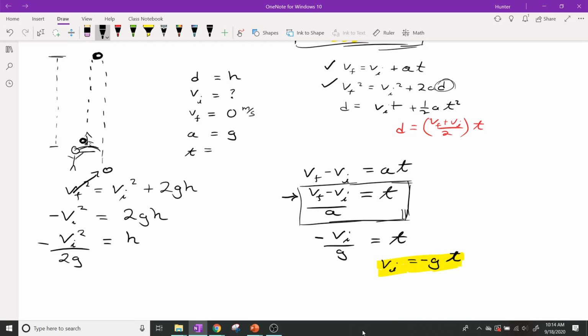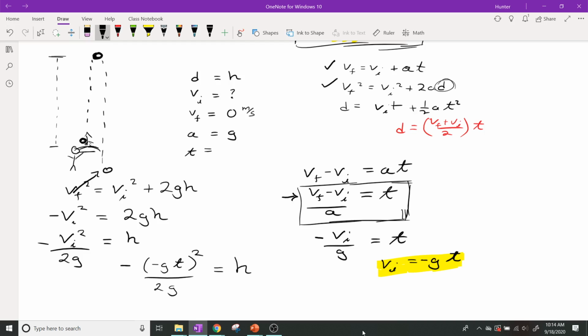So I'm going to move this over here, and I'm going to say that this is negative gt squared over 2g is equal to h. That's the same thing as vi squared, right?